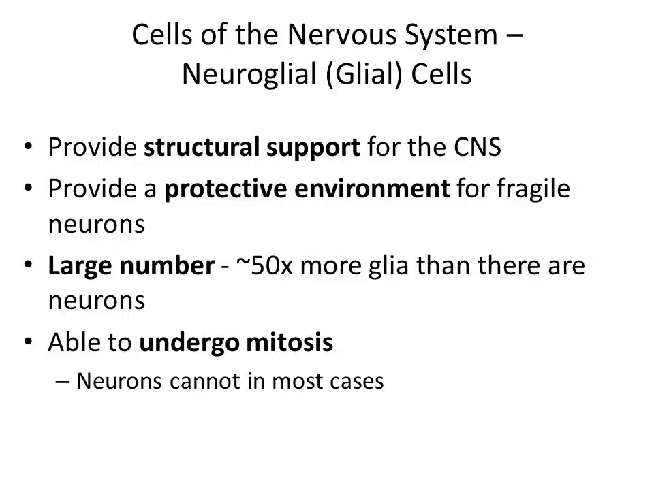As I mentioned, they are the most numerous of all the cells in our nervous system. It's been estimated that there are as many as 50 times more glial cells than there are neurons within the nervous system. The other thing about glial cells is that glial cells can undergo mitosis. They can divide and create new glial cells. In most cases, neurons are not able to do so.